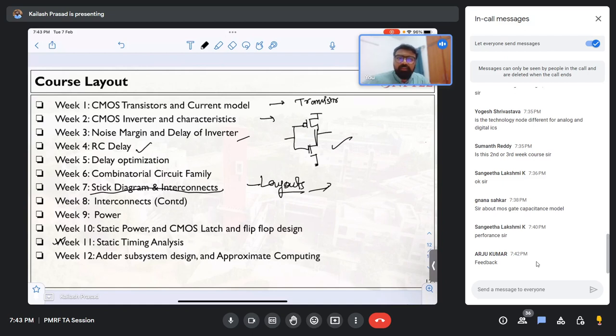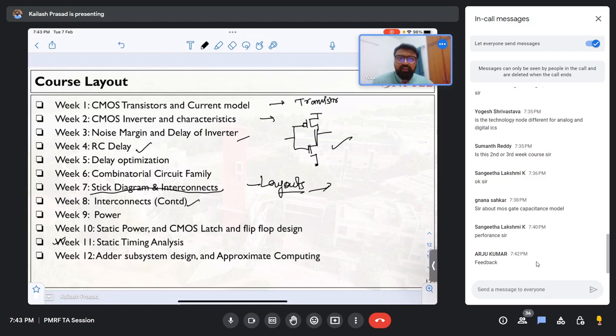What kind of metal wires have to be lined up, then what kind of doping you will use, right? Where you will put the source and drain contacts, where the body connection will be. Because this is a physical thing, right? And this symbol doesn't signify anything as such. So that will be taught while discussing stick diagrams, interconnects, and layouts.